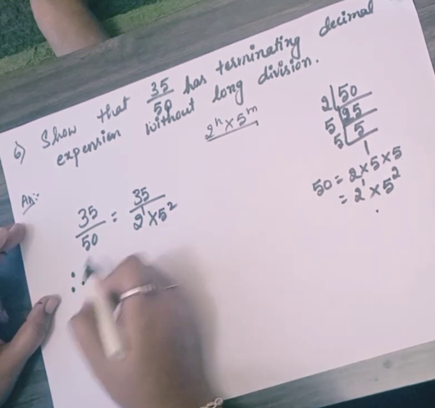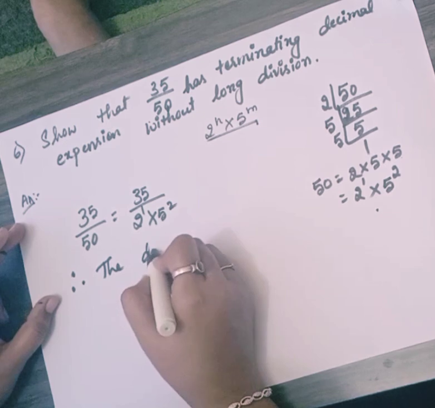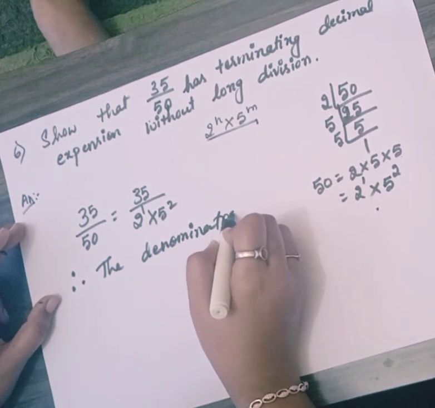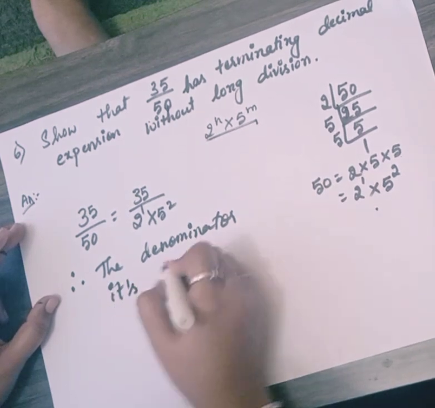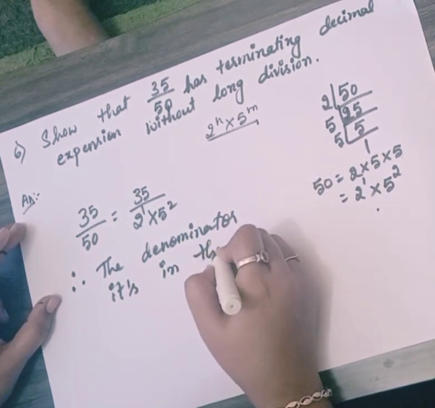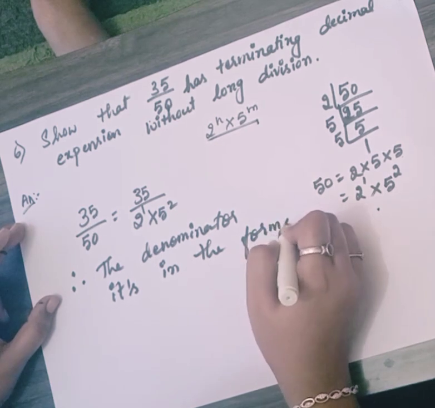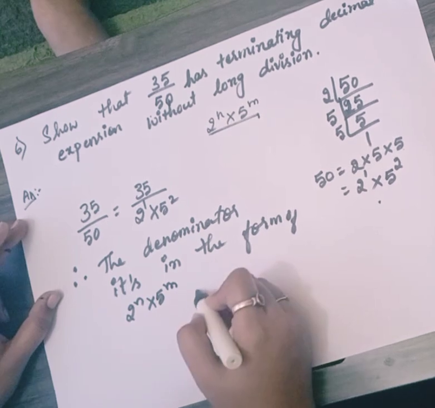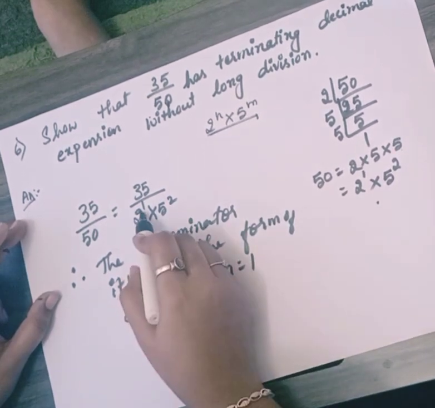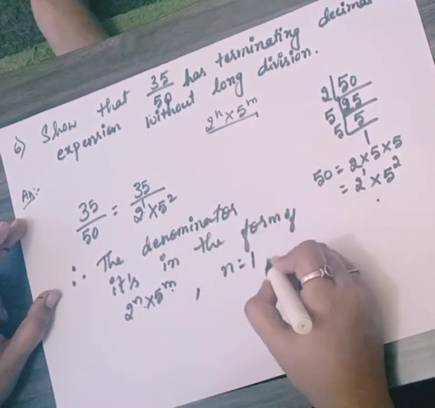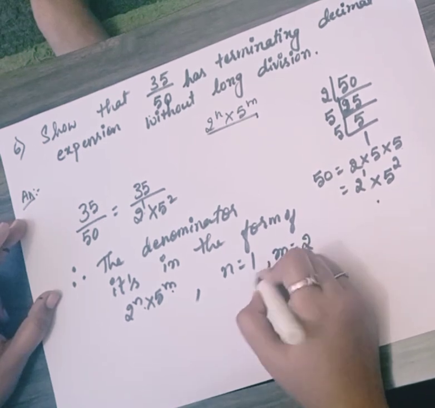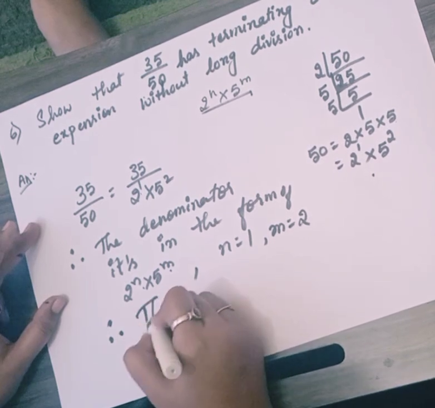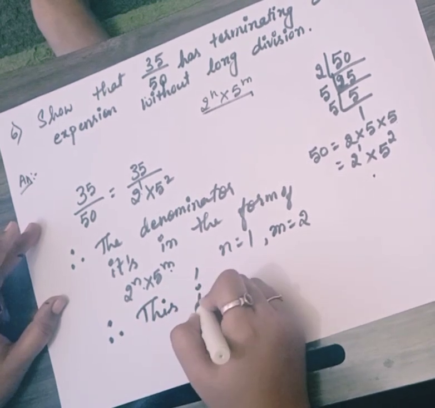Therefore we can see that the denominator is in the form of 2 power n into 5 power m, that is n is equals to 1 and m is equals to 2. Therefore we can say this is a terminating decimal.